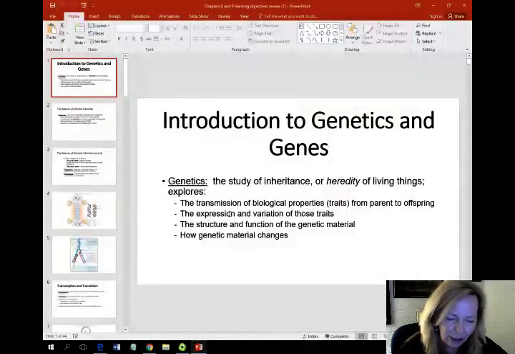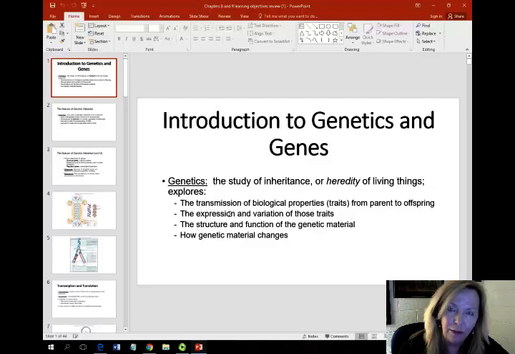Today we're going to look at an introduction to inheritance, genetics, and genes, and also controlling microorganisms. So the student learning objectives that you have for those sections are what we're going to try to hit on and make sure that we understand this terminology.